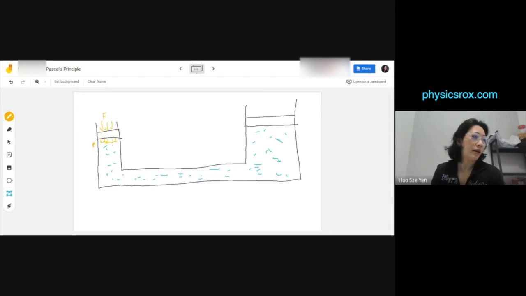Now, remember the formula that you've learned ages ago, not in Form 5. Pressure is force over area. Pressure is force over area. So, of course, smaller area, higher pressure. That was what you've learned last time, right? But never mind. Let's focus first on the concept of pressure here. When you apply a force, it's converted to pressure.